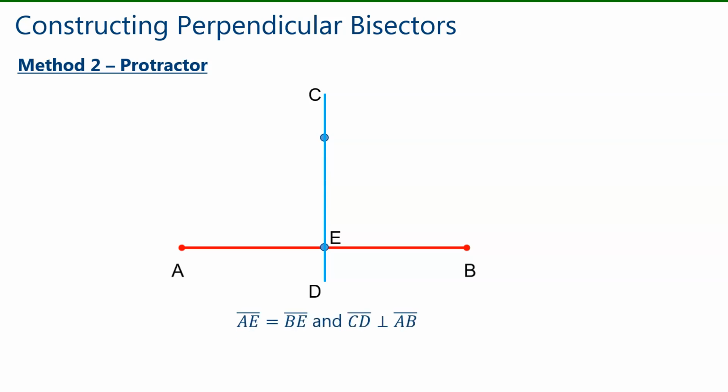AE equals BE, and CD is perpendicular to AB. So once again, CD is a perpendicular bisector of AB.